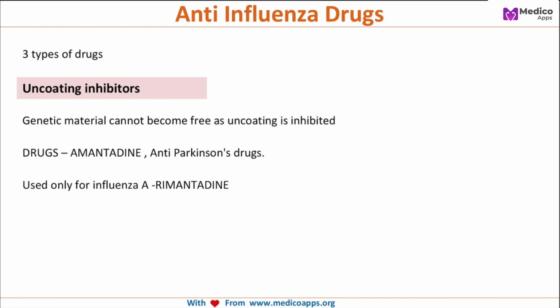Then anti-influenza drugs. Now let's look at them. There are 3 types. Uncoating inhibitors. The genetic material cannot become free as uncoating is inhibited. These drugs include amantadine, which is also an anti-Parkinson drug. Used only for influenza A is rimantadine. Please remember, rimantadine is used only for influenza A.